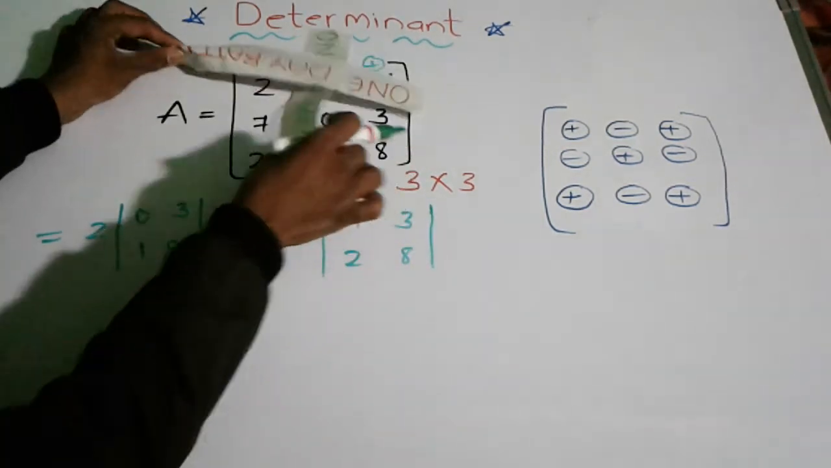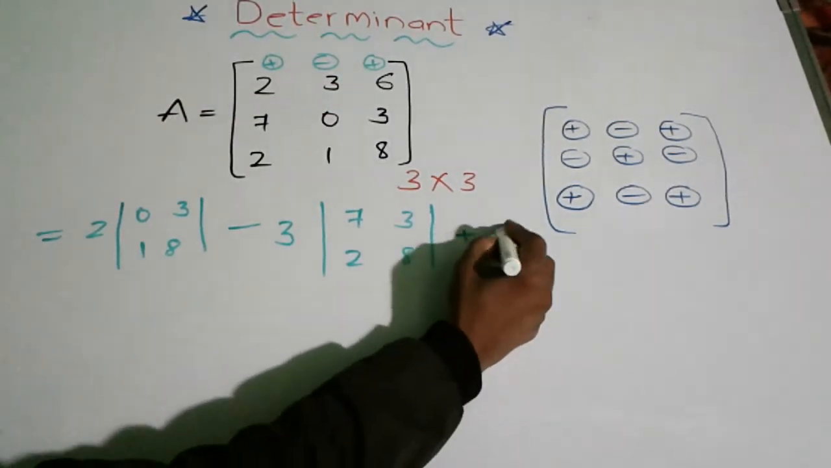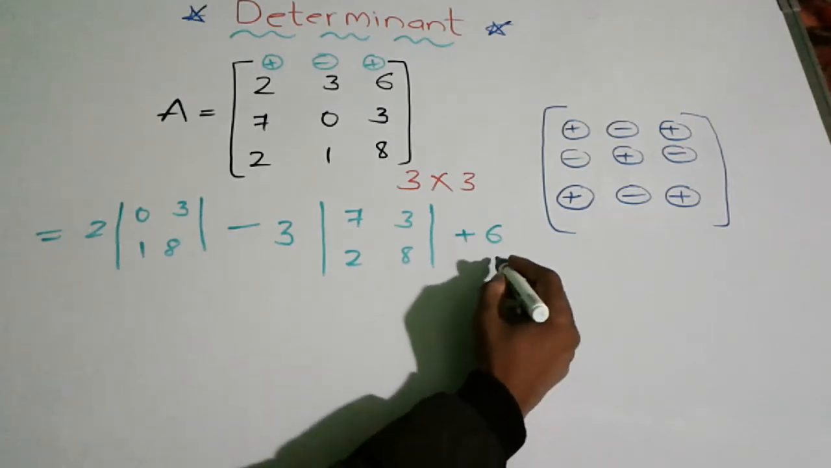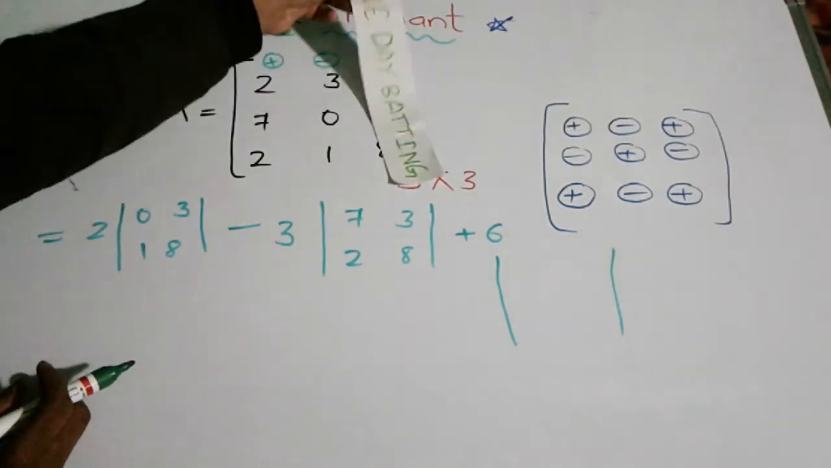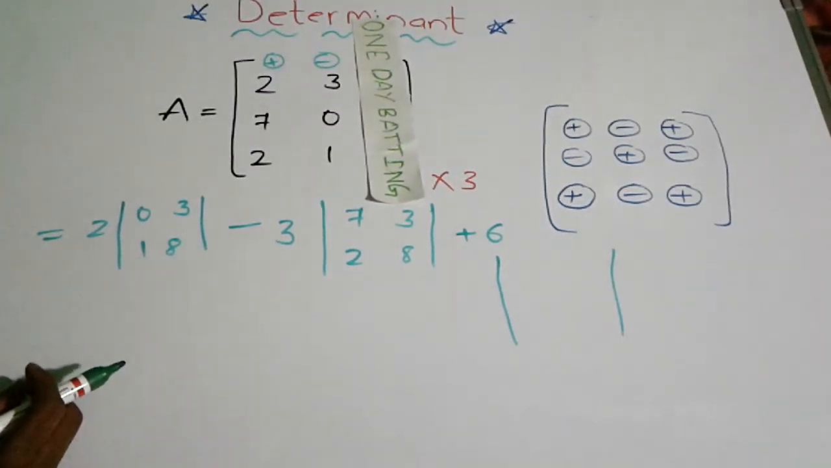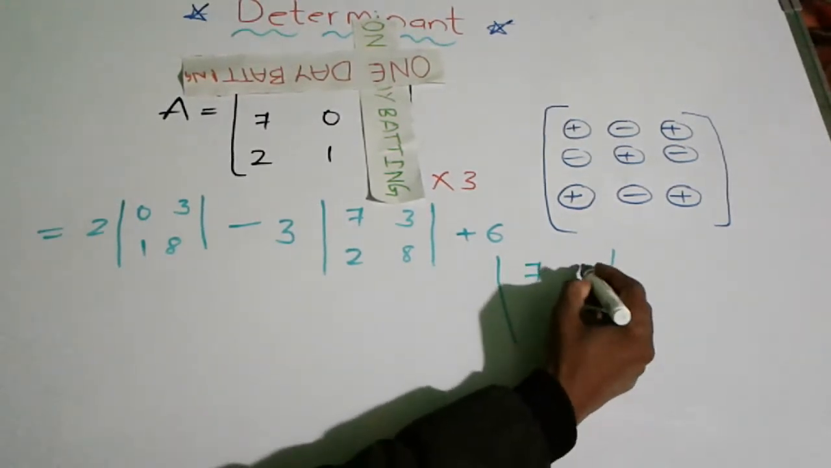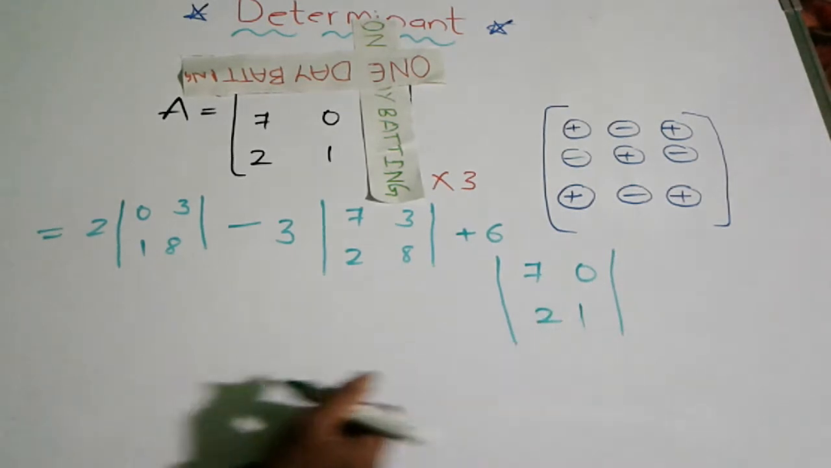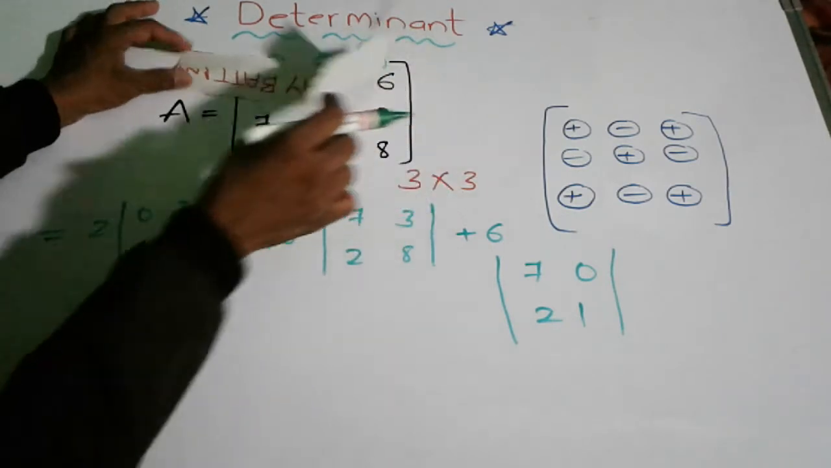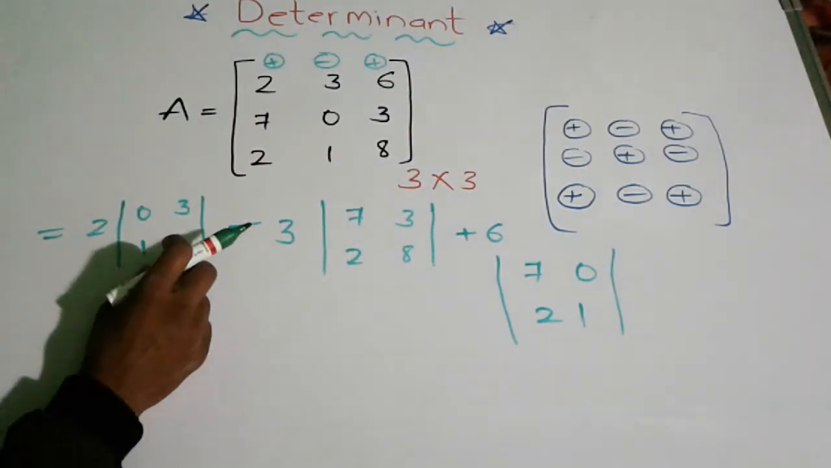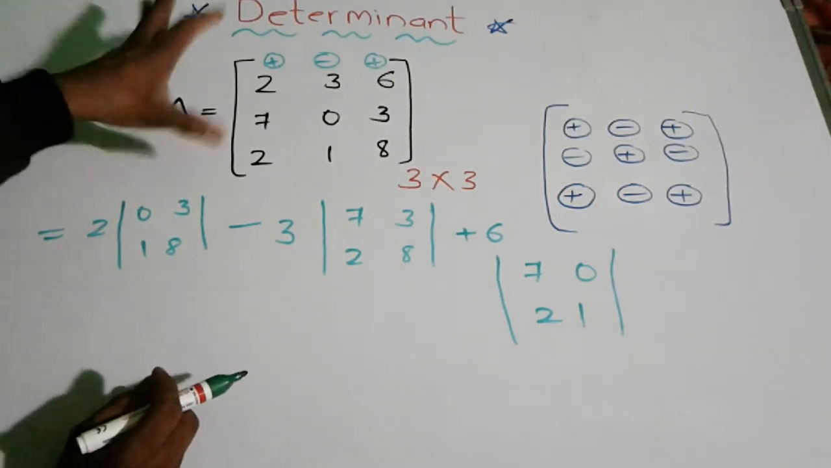Then I'm taking this again. We have a plus sign here, so I'm taking 6. Then we hide this column and row elements, and we get 7, 0, 2, 1. Now we have to calculate the determinant of these elements to get our final determinant of the 3 by 3 matrix.